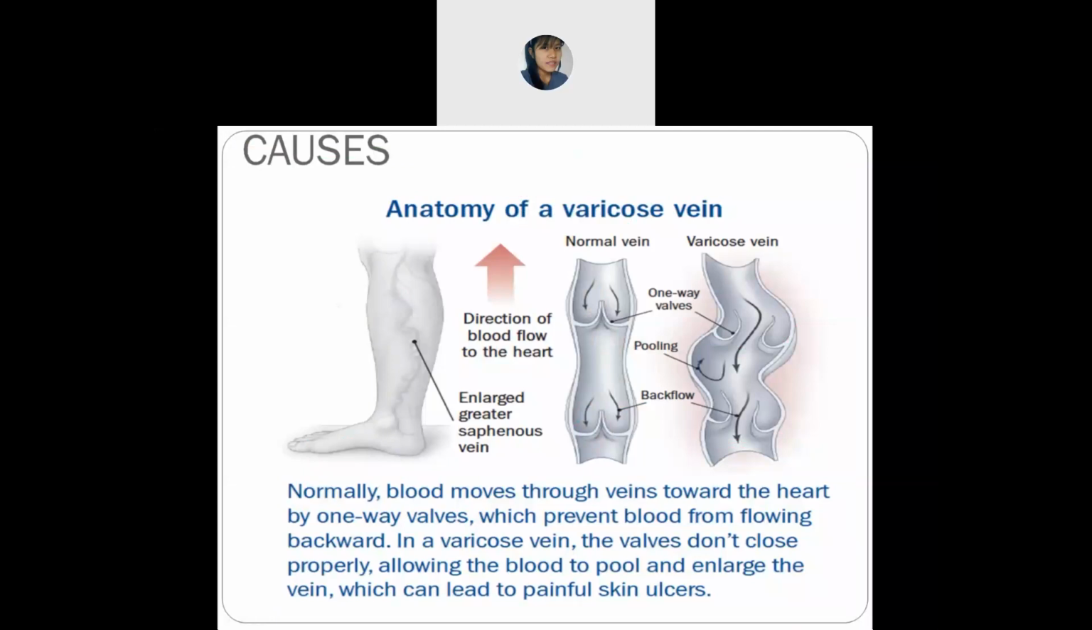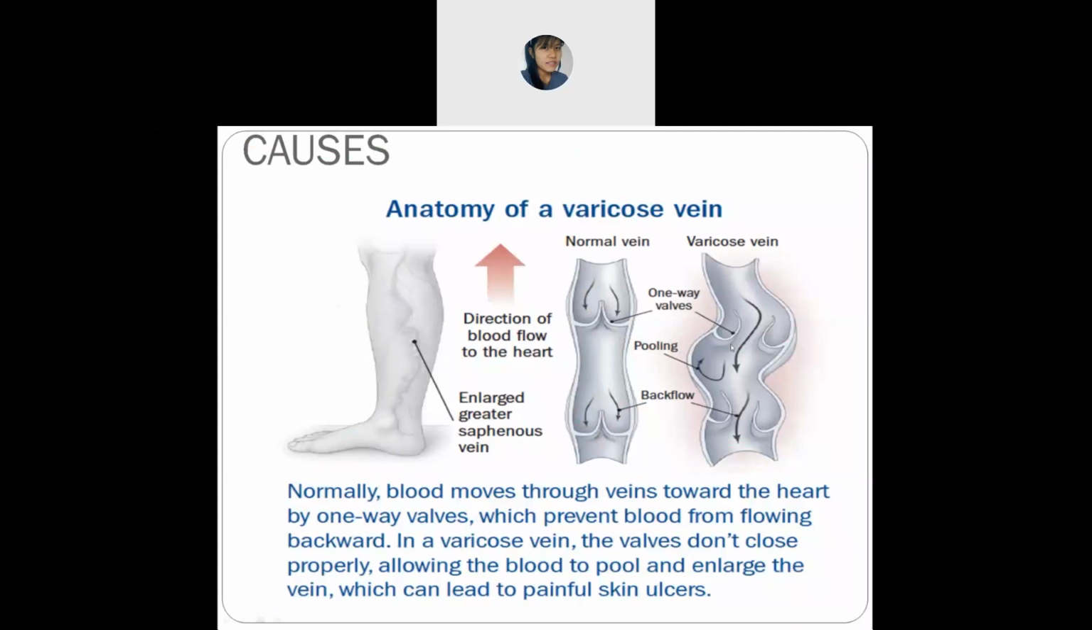What can be the cause of the varicose vein? So the cause of the varicose vein is this: this is the normal vein, right? In the veins you will find valves. Valves are like a door or a pathway. I've already said. So these are the valves. What happens in the normal vein is that blood goes in the upward direction, towards the heart. And these valves prevent the blood from flowing backwards, right?